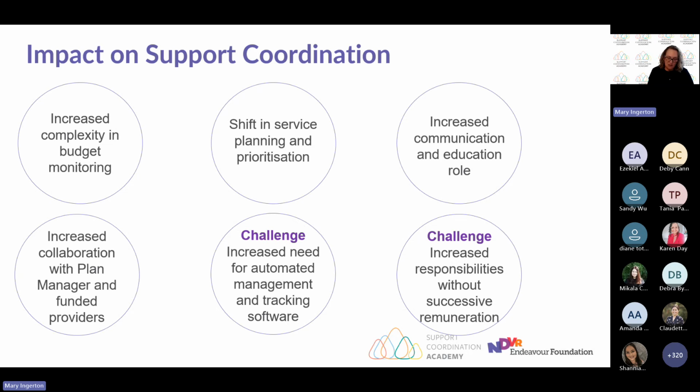So overall, while these changes aim to improve participant budgeting and reduce early overspending, they also place a greater onus on support coordinators to manage funds strategically, to support a participant to manage those funds strategically, increasing administrative oversight and maintaining more of a proactive communication with stakeholders.